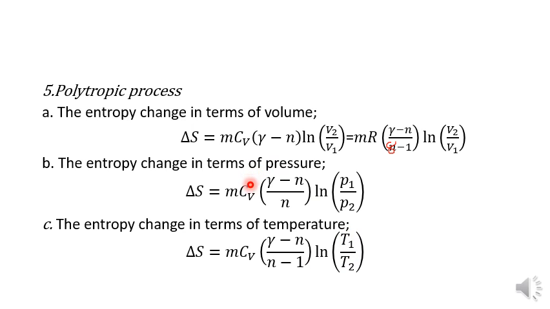If you want to change this Cv also, we can change. Cv is nothing but R divided by gamma minus 1. So in the numerator R is present, and in the denominator gamma minus 1 is present. So no need to remember all these formulas. Simply remember one formula, m Cv gamma minus n ln V2 by V1. By using the relations of P, V and T, we can simplify these formulas into pressure and temperature also.